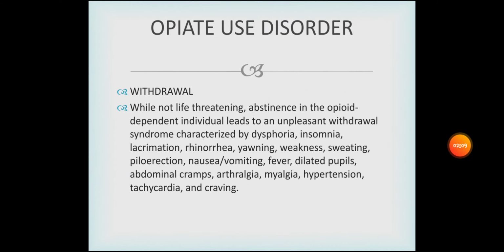So, in opioid use disorder, let's talk about the withdrawal. While it's not life-threatening, abstinence in the opioid-dependent individual leads to an unpleasant withdrawal syndrome characterized by dysphoria, insomnia, lacrimation, rhinorrhea, yawning, weakness, sweating, piloerection, nausea, vomiting, fever, dilated pupils, abdominal cramps, arthralgia, myalgia, hypertension, tachycardia, and craving. I'm just mentioning them here, but they are very, very important signs and symptoms, so you need to take note of those.